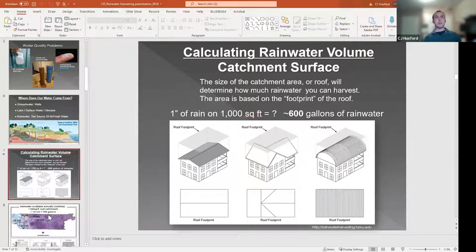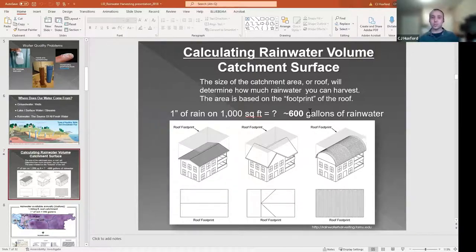So when we're thinking about calculating the volume of rainwater, or when we're trying to design a rainwater catchment system to meet whatever purpose we're trying to have it meet, we're looking at the volume of water as that square footage or impervious surface that you would see from a bird's eye view looking down. So if you're doing rainwater catchment, you're looking at that bird's eye view of the roof surface itself.